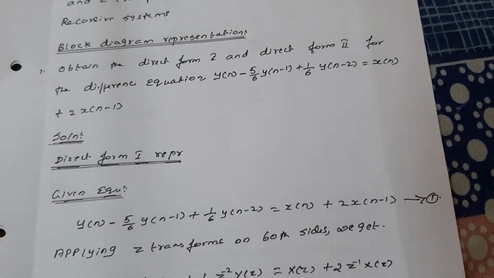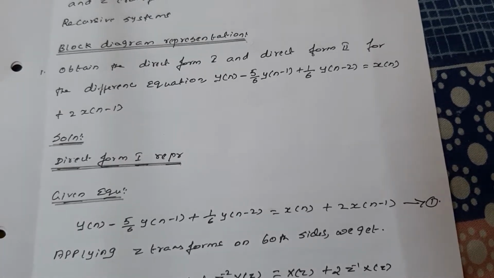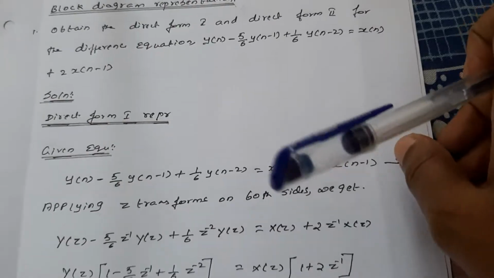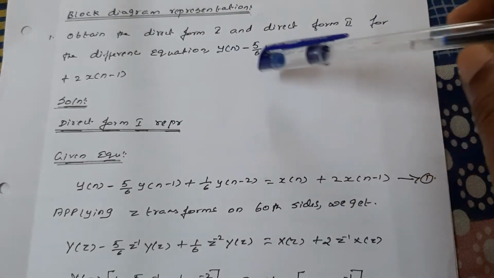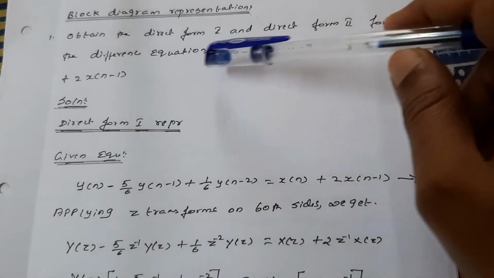The difference is that in Laplace transform, the delay is 1 by s. Here in Z transform, the delay is z power minus 1. So we can see the first question. Obtain the direct form 1 and direct form 2 for the difference equation.